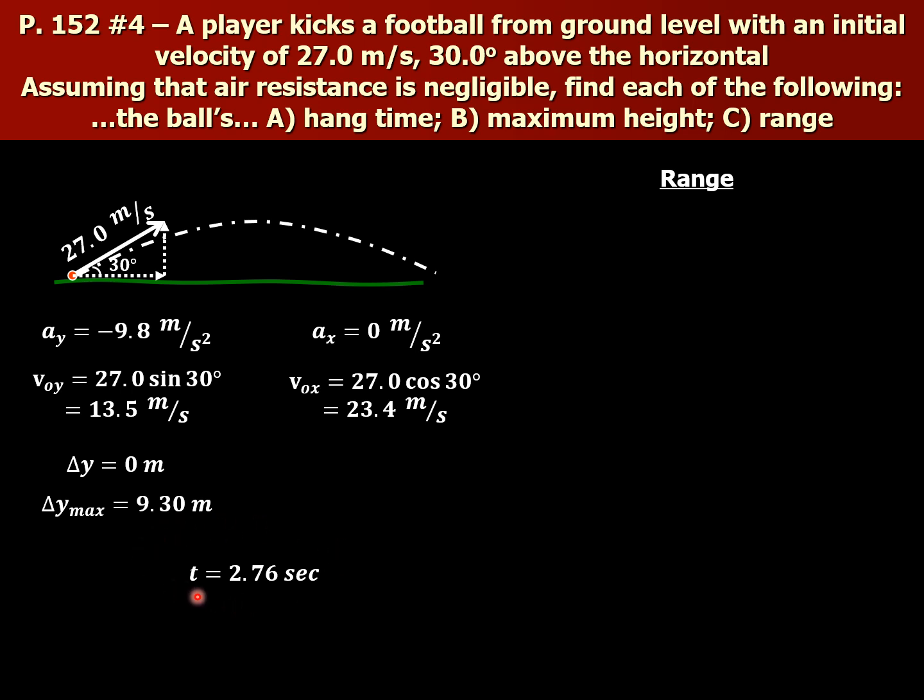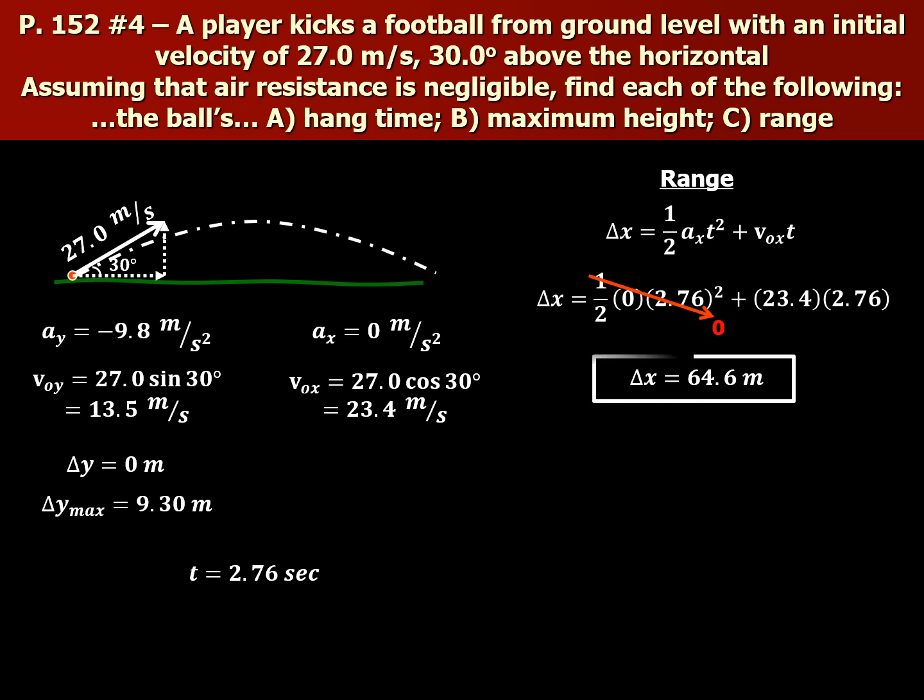Now, ordinarily, I try not to use a calculated answer to find another calculated answer because you get some rounding error in that. But in this circumstance, I don't have a choice. I need the time in order to find the range. So the displacement in the x direction is going to be equal to 1/2 times acceleration in the x direction times time squared plus the initial velocity in the x direction times time. Acceleration is 0, the time is 2.76, the velocity in the x direction initially is going to be 23.4. Now since acceleration is 0, that part of the term completely goes away, and we get 23.4 times 2.76, and that equals 64.6 meters.